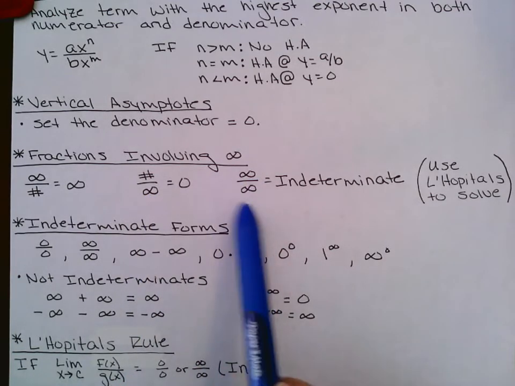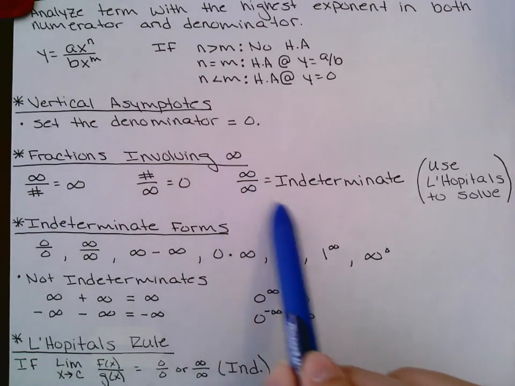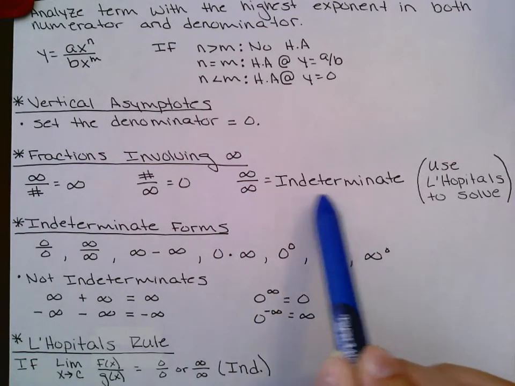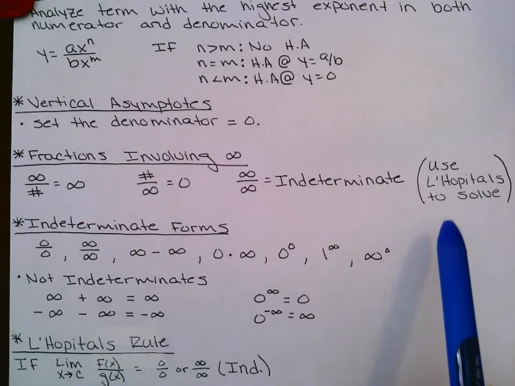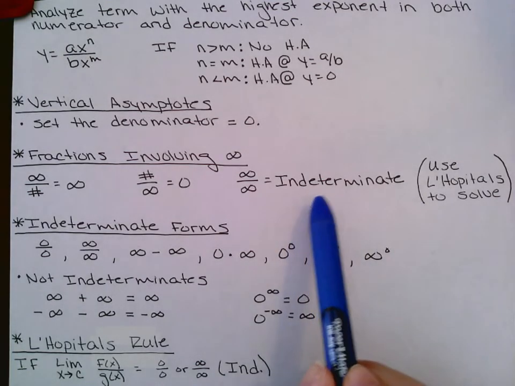Now, if we have infinity over infinity, it's the same thing as if we had like 0 over 0. These are called indeterminates, okay? This is the scenario that we're going to be able to use L'Hopital's to solve, and you're going to learn that rule shortly, okay? Now, let's talk about other indeterminate forms.